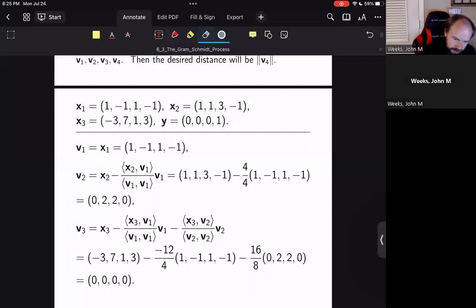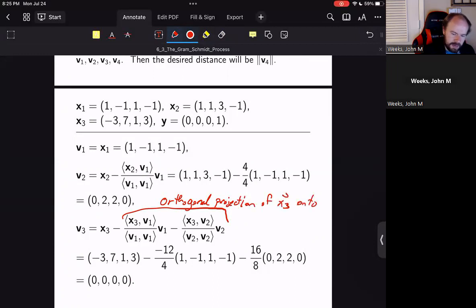What does this mean? Remember that this right here is the orthogonal projection of x3 onto the span of v1 and v2. So what does it mean that this vector is 0? We took x3, we subtracted away the orthogonal projection of x3 onto the span of v1 and v2, and we got 0. That means that these two things are equal.